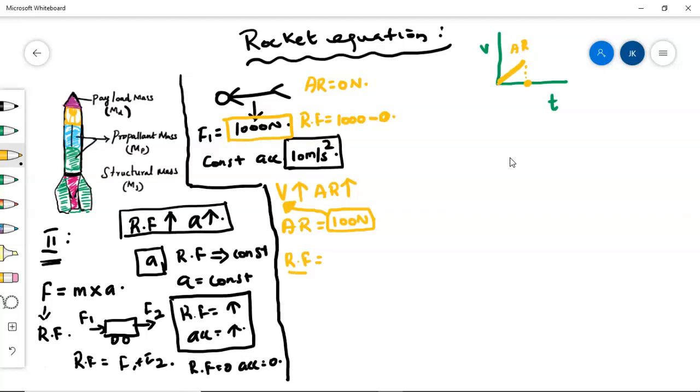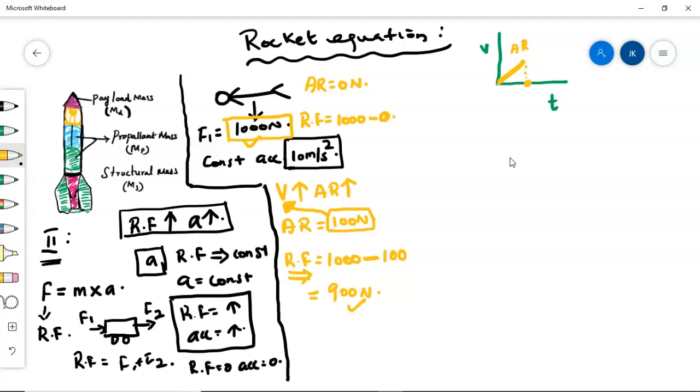Come to this point here. How is the resultant force decreasing? Now the weight of the body is 1000 Newton, subtracted by the air resistance. Why is it subtracted here? Because it is opposite in direction. Now the resultant force is reduced. Before it was 1000, now it is 900.